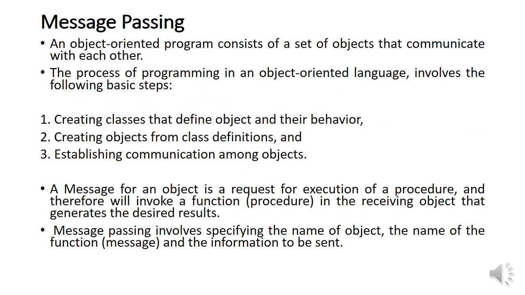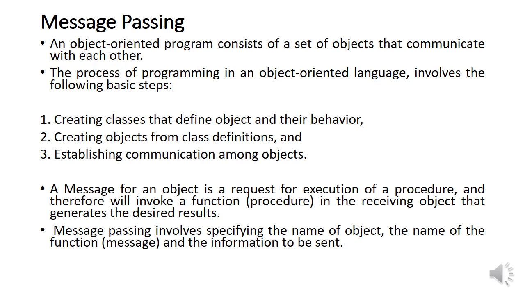Next, we will see another concept of object-oriented programming, that is message passing. In the case of object-oriented programming, the entire problem is divided into different objects, and these objects can communicate with each other. The process of programming in an object-oriented language involves some steps. The first step is creating classes that define objects and their behavior. The second step is creating objects from class definitions. Then the third step is establishing communication among objects.